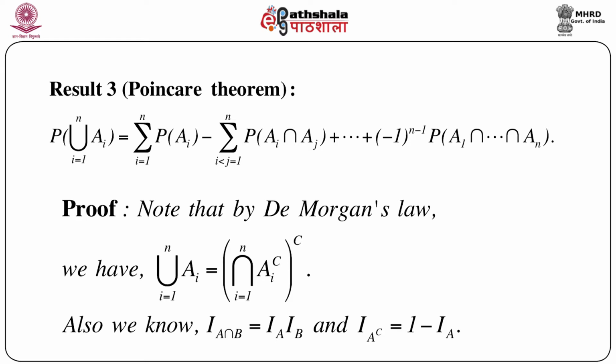Now, before this proof, first recall De Morgan's law on sets, which is: union of A_i equals the complement of the intersection of A_i complements, or that means the complement of the union equals the intersection, i equals 1 to n, of A_i complement. And recall two small results on indicator functions. One is I of A intersection B equals I_A into I_B, and I of A complement equals 1 minus I_A. Now you see, these are the two simple results on indicator functions that we are going to use in order to prove the big Poincaré theorem, which looks complicated but is also very elegant.